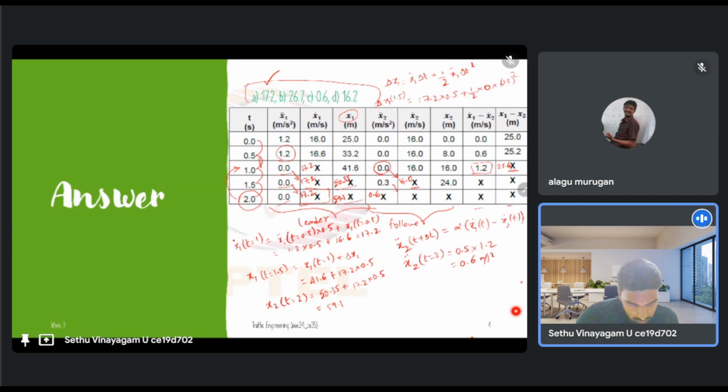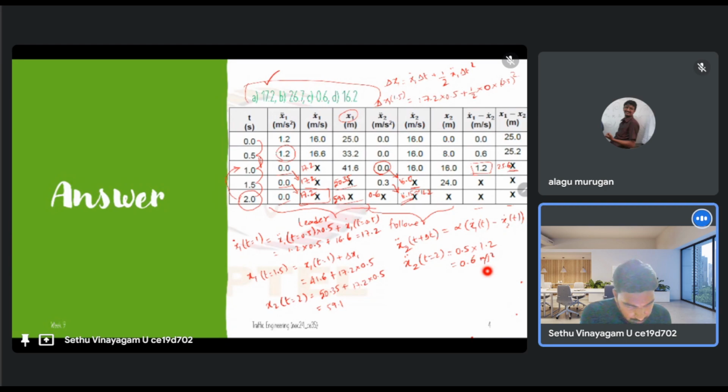Now for time step equal to 2, the vehicle has accelerated by 0.3 meters per second squared, which means it is going to be 16.15, or approximately 16.2. Because the 0.3 meters per second squared change happens in 1 second, but we are updating every half a second, in half a second the speed would have increased by 0.15 meters per second. So it is 16.15 or 16.2. That is the follower's speed.